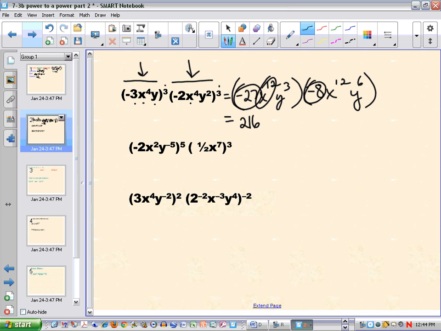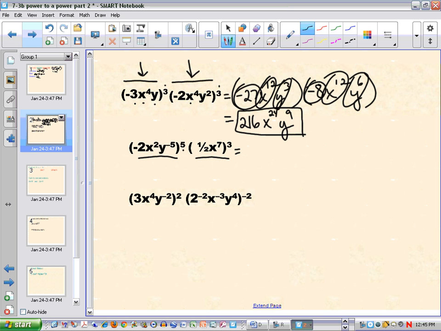X to the 12th times x to the 12th. Multiplying with like bases. Keep the same base. Add the exponents. Y cubed times y to the 6th. Once again, keep the same base. Add the exponents. All right. Second one. Let's do the first part here, and then we'll do this part, then we'll multiply.